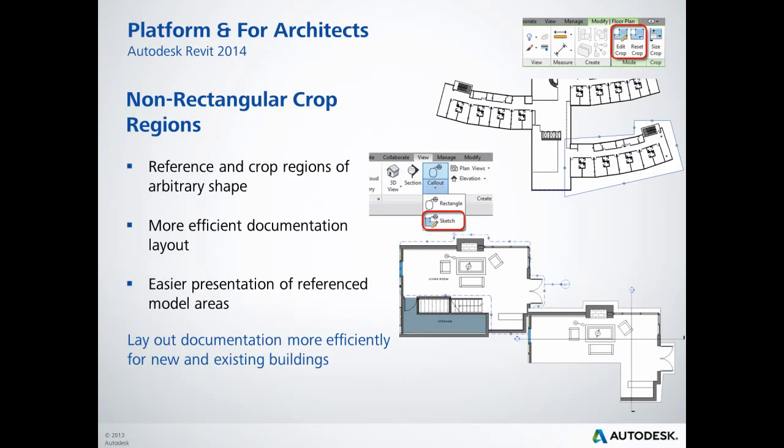The Reset Crop feature changes the edited crop region to a rectangular shape within the current extents of the edited crop region. The crop or callout is changed back to a rectangular boundary, and all changes made in the sketch mode are discarded. And this really allows easier presentation of reference model areas and gives more efficient documentation layout.